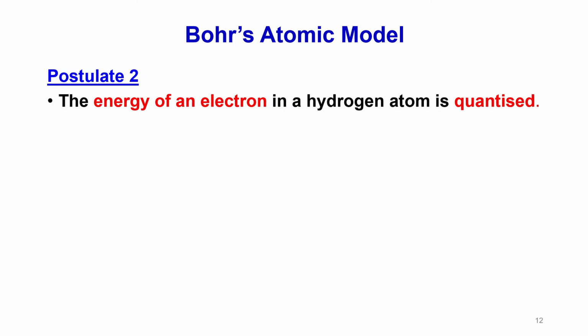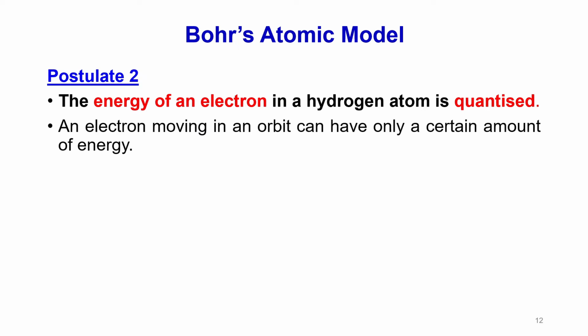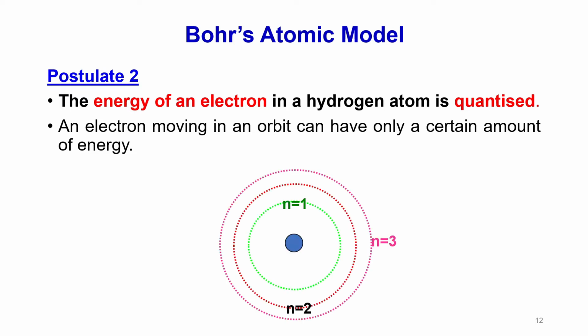Okay, so postulate number 2: the energy of an electron in a hydrogen atom is quantized. Okay, dia terkuantum, and an electron moving in an orbit can only have a certain amount of energy. Dia cuma mempunyai tenaga yang tertentu sahaja. Jadi kalau kita tengok dekat sini, n sama dengan 1, n sama dengan 2, n is equal to 3. Jadi ini adalah aras tenaga, energy level.